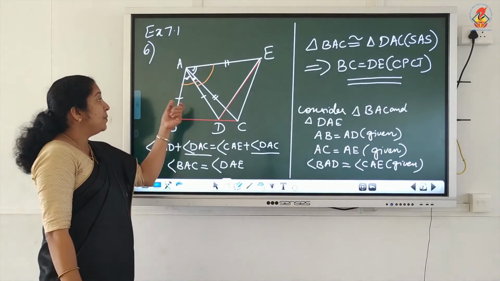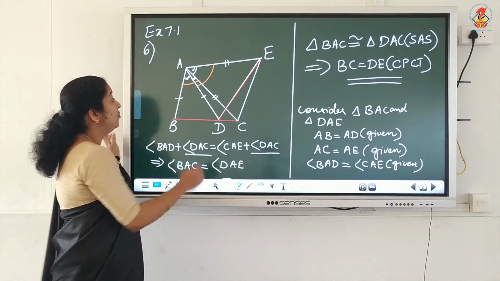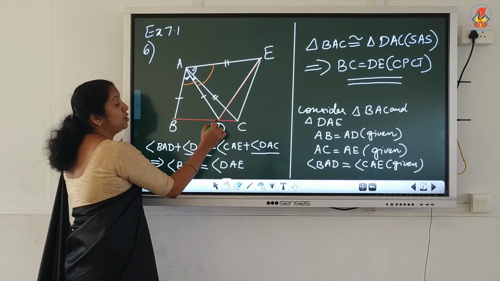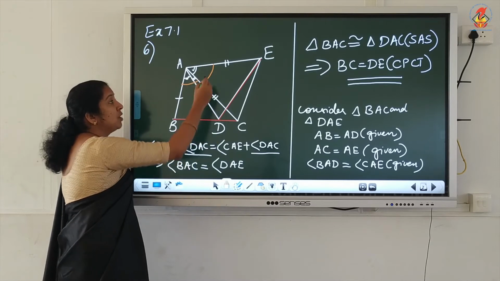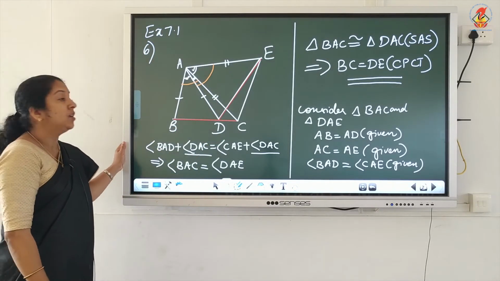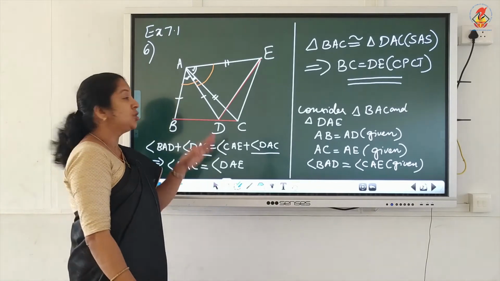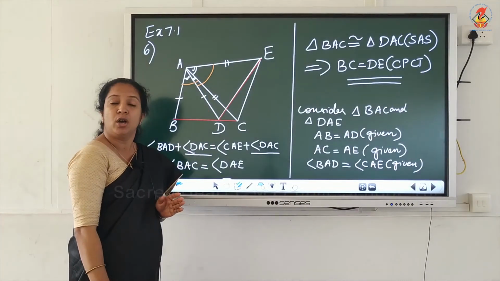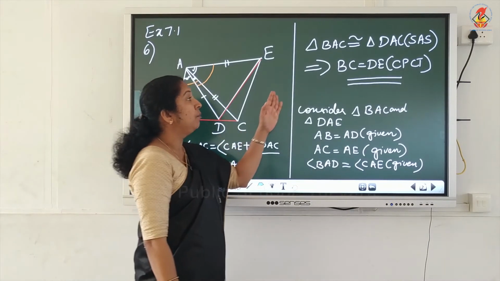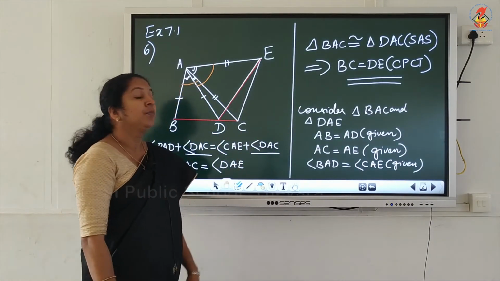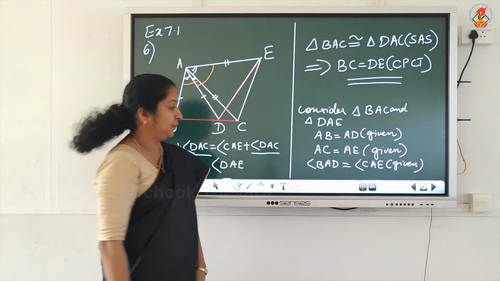Here, for making it the included angle, we have to add the small portion, angle DAC, to each of these angles. So, we got it as the included angle. So, proved both these triangles are congruent using SAS criterion. So, we can say BC is equal to DE using CPCT.